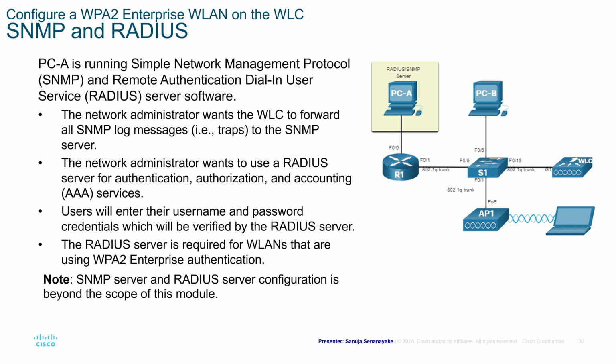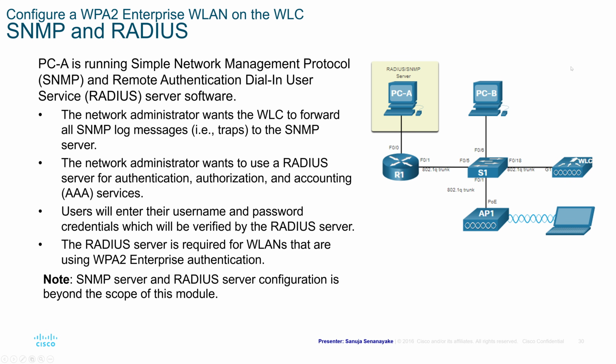Please note, SNMP server and RADIUS server configuration is beyond the scope of this module. So I will cover SNMP server and RADIUS server configurations in a separate video that is not associated with this particular lecture series, so that you have a comprehensive understanding of all the components here. But for now, we are just looking at how we can configure a WPA2 Enterprise WLAN on a WLC using SNMP and RADIUS. We are not going to go into the detail of that because you will not be quizzed, or there won't be any questions associated with setup of SNMP and RADIUS in this lecture series.